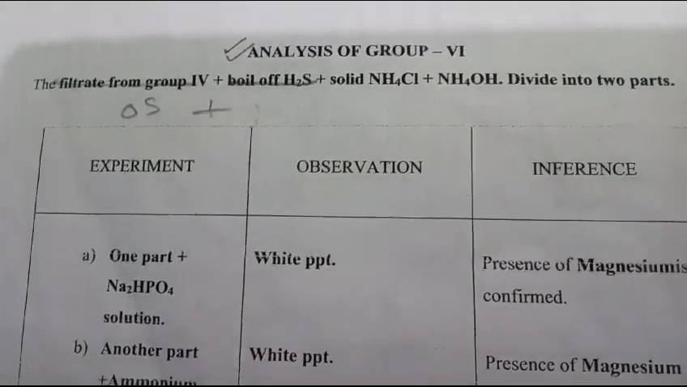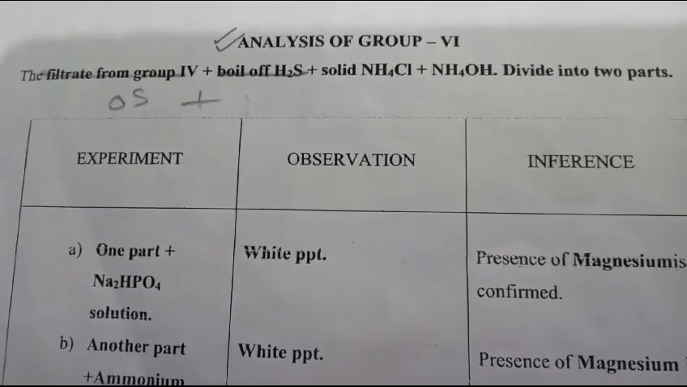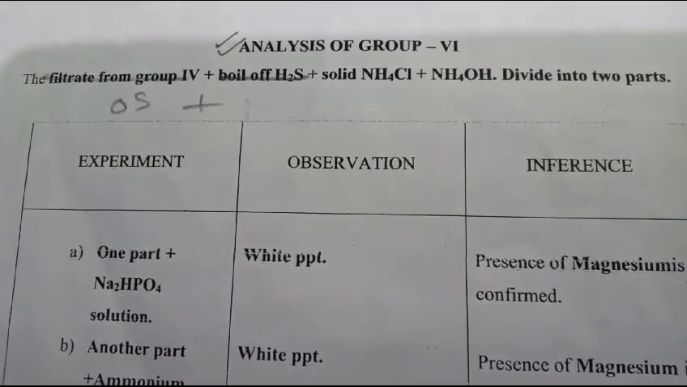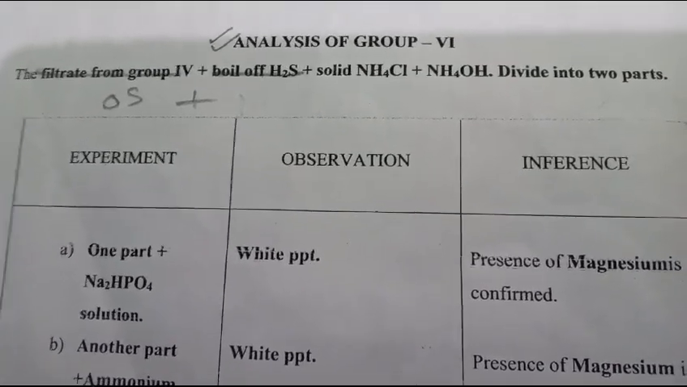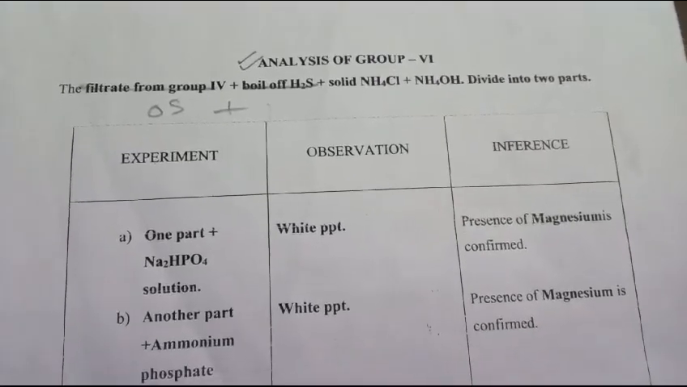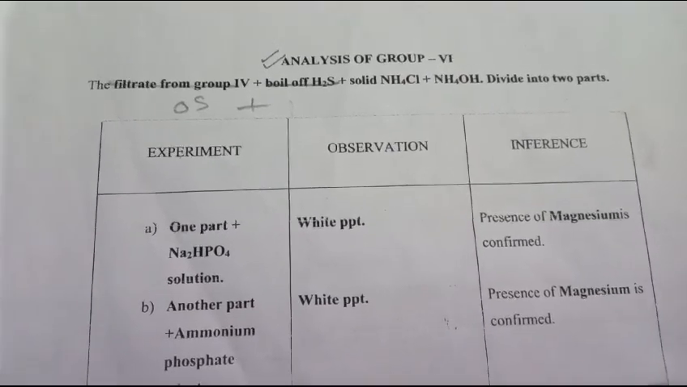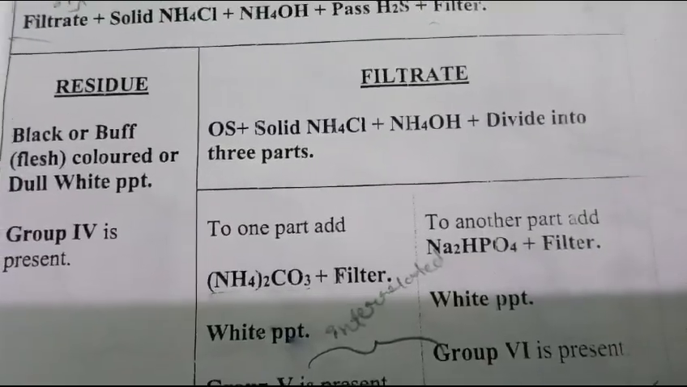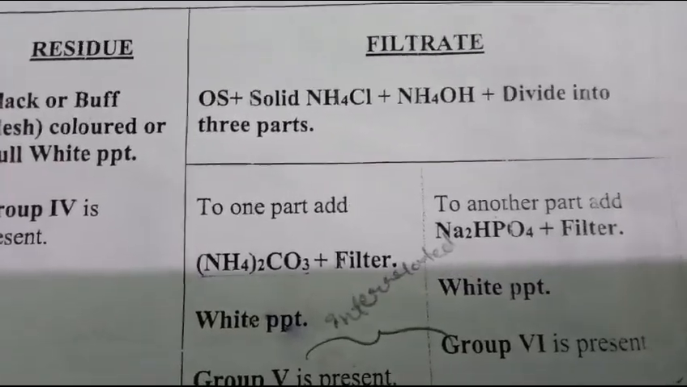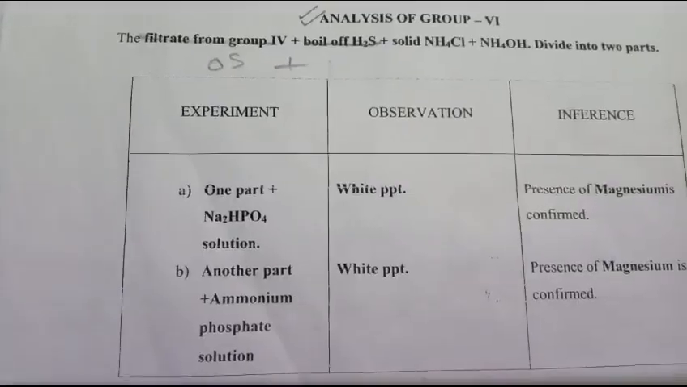Analysis of group 6 we are going to see. Take a test tube, pour in a small amount of original solution, solid ammonium chloride and ammonium hydroxide, and divide it into parts. You can use the third part which you had taken before dividing. You had divided it into 3 parts. One part you have used, and the second part also you have used. The third part you can use for the procedure of group 6.